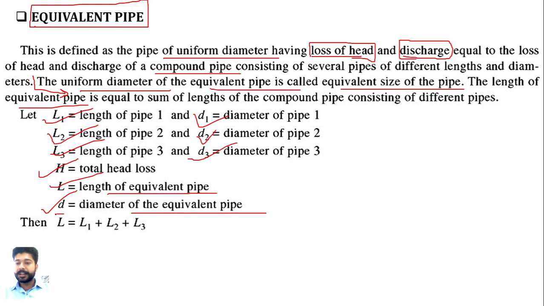So here the length of the equivalent pipe equals the length of pipe 1, plus the length of pipe 2, plus the length of pipe 3. These 3 pipes are connected in series, and the summation of this series of pipes equals the equivalent pipe length.